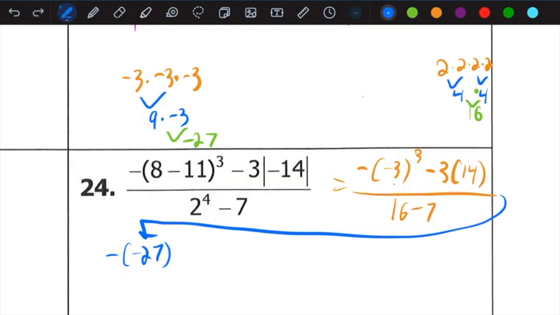Here we have 3 times 14, or really kind of like a negative 3 times 14, and we have negative 42. Over on the bottom, 16 minus 7 is 9.